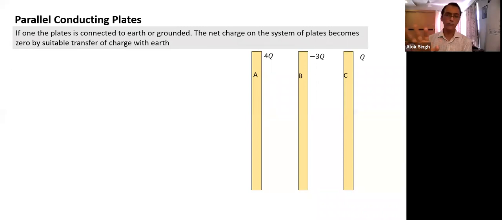So I'm going to do all three varieties. I'll connect plate A to ground, what happens? If B alone is connected to ground, what happens? If C alone is connected to ground, what happens? The basic principle remains the same. We'll do the same question three times so that it is very well understood. So let's go through them one by one.